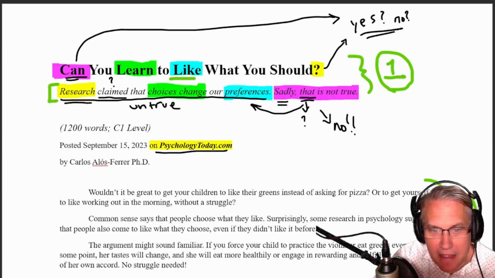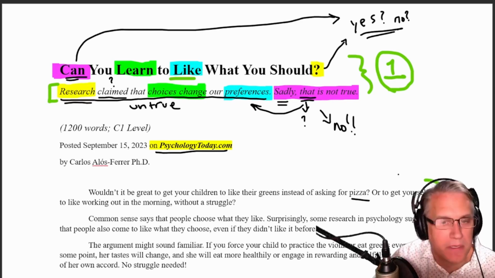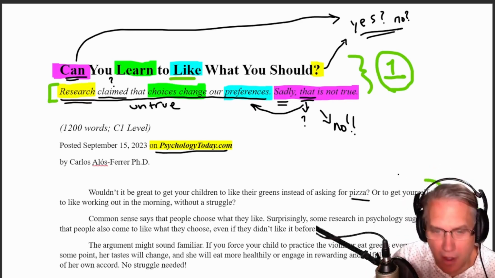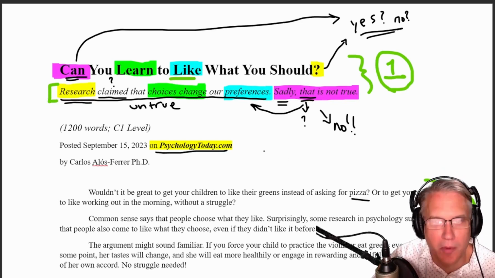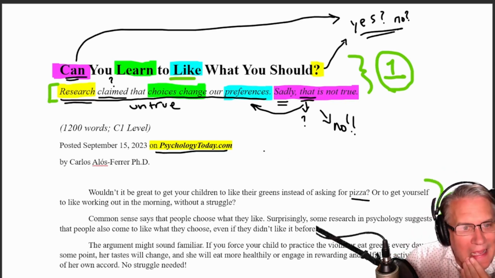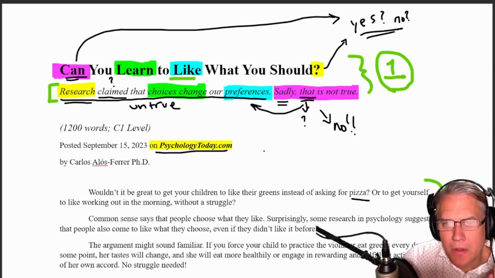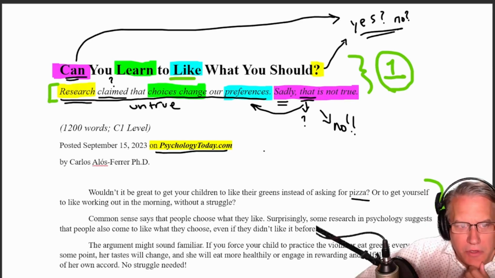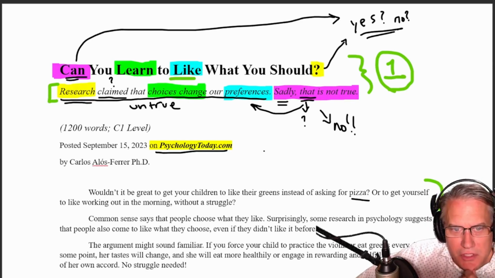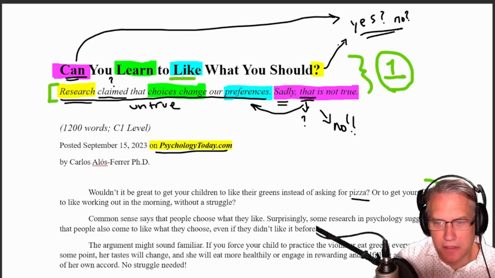Oh, in fact, even skipping ahead, I do see they use the word pizza. There you go. Very common thing. So we'll get to that in a moment here. So, can you learn to like what you should? Research claim that choices change our preferences. Sadly, that is not true. All right. So then let's go ahead on then to number 2.